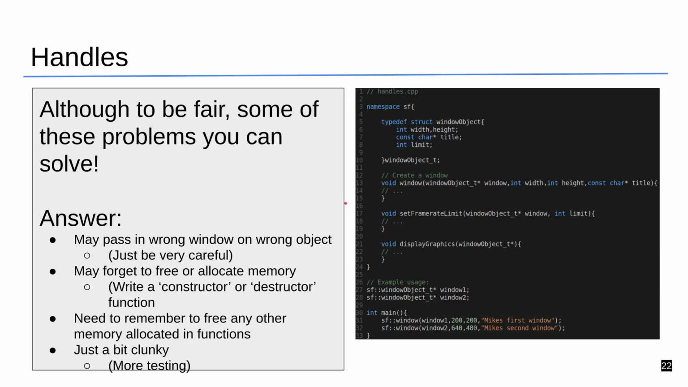So, to be fair, there are some solutions to these problems, right? Of just being careful, or writing separate constructor functions that only allocate or deallocate memory, and then none of these do. But you really have to be a very disciplined programmer to make this work. C programmers have made it work, so it is possible, but we can do better than just saying, hey, we have to test more or be very careful.